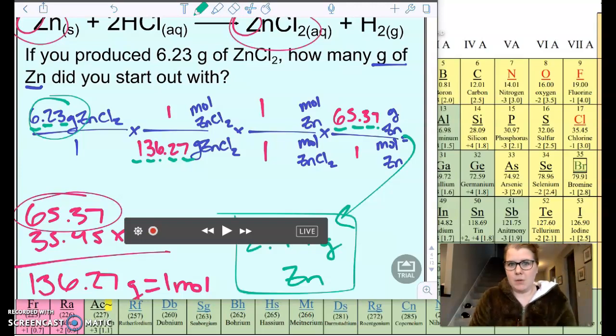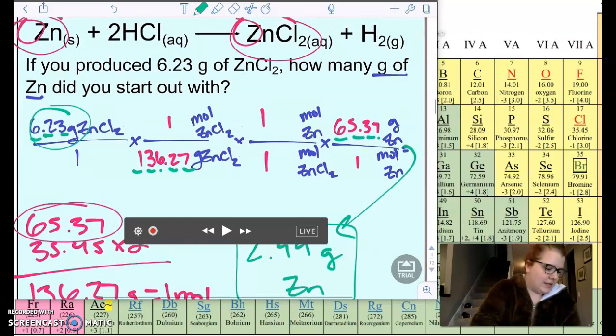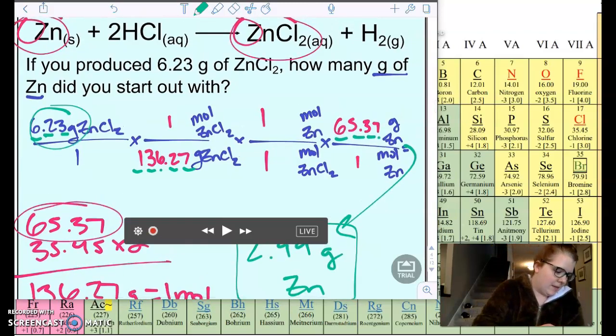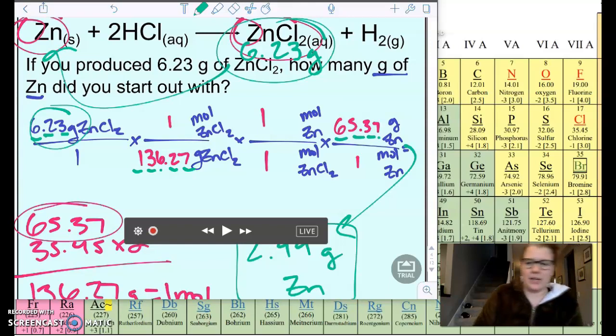So let's just take a moment and remind ourselves what we actually did. My question was, if you produce 6.23 grams of zinc chloride, how many grams of zinc did you start off with? So I'm basically saying, hey, I made 6.23 grams of this. How many grams of that must I have needed in order to make that? That's what stoichiometry is allowing us to do. We're going to be able to do some more in-depth examples. We're going to do some labs kind of proving the math of this as well, but this is kind of the concept behind it.